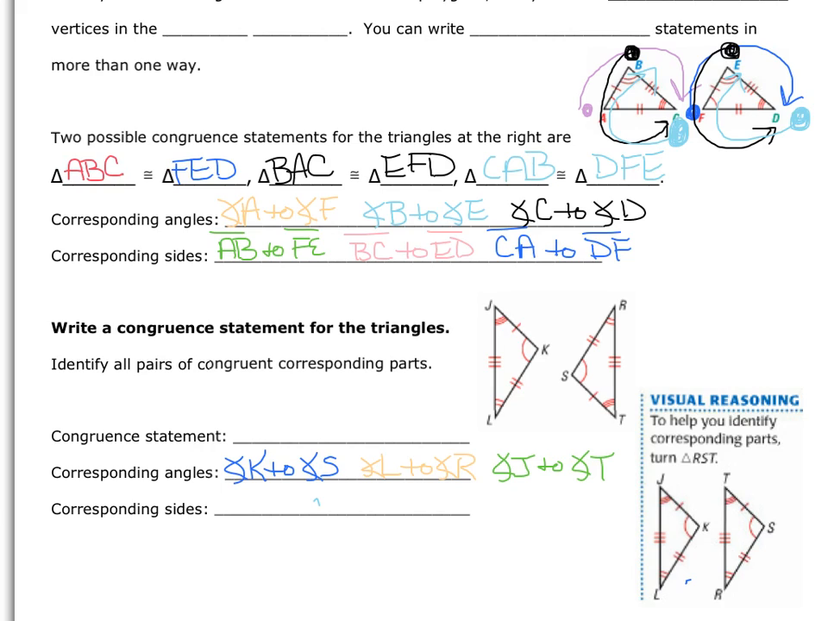Now we can do the sides. And again, it doesn't matter which one you start with. I'm just going to start with the one with one mark. So JK is going to correspond to the same one that has one tick mark, ST. Then KL has two tick marks, so it's going to correspond to SR. And last but not least, JL is going to correspond to RT. So those are all the corresponding angles and corresponding sides.